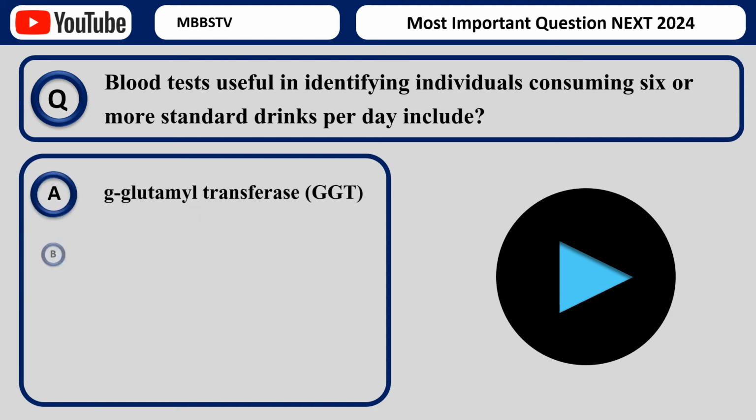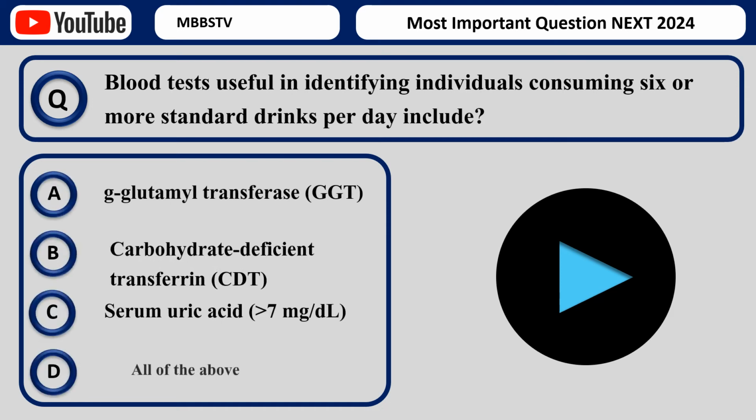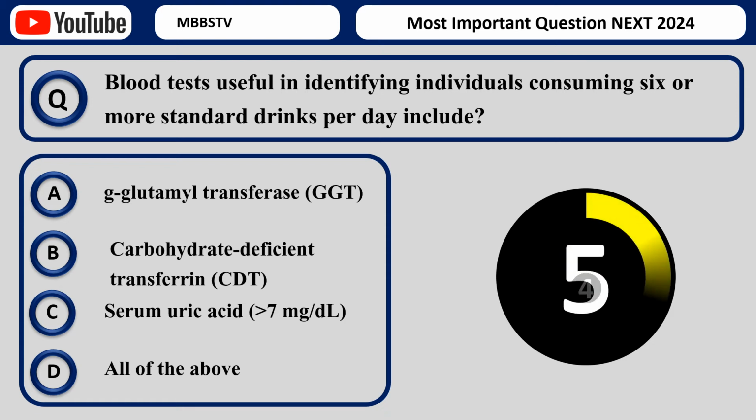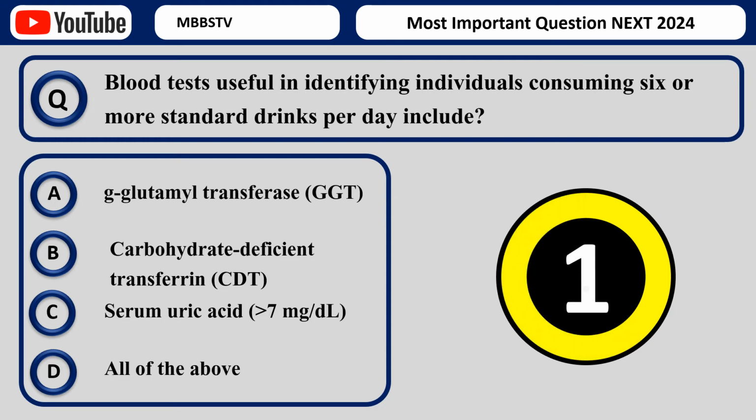Blood test useful in identifying individual consuming 6 or more standard drinks per day include A. Gamma glutamyl transferase, B. Carbohydrate deficient transferrin, C. Serum uric acid more than 7 mg per deciliter, D. All of the above. So what do you think is the correct option? So the blood test useful in identifying individuals consuming 6 or more standard drinks is all of the above: gamma glutamyl transferase, carbohydrate deficient transferrin, and serum uric acid more than 7 mg per deciliter.